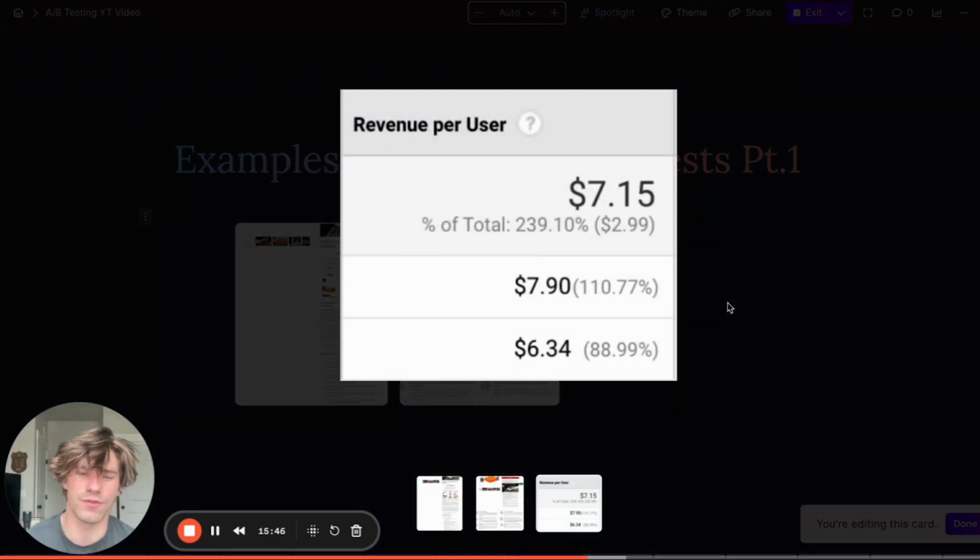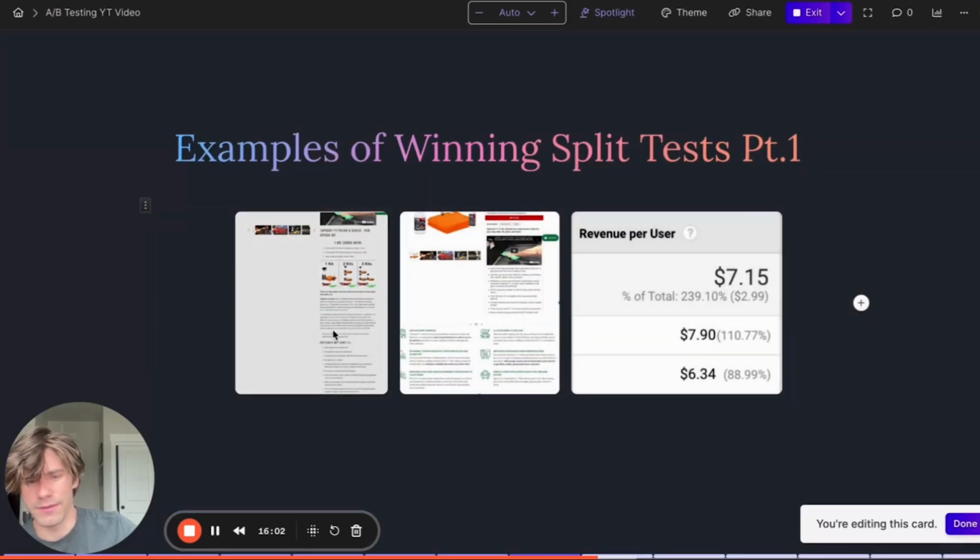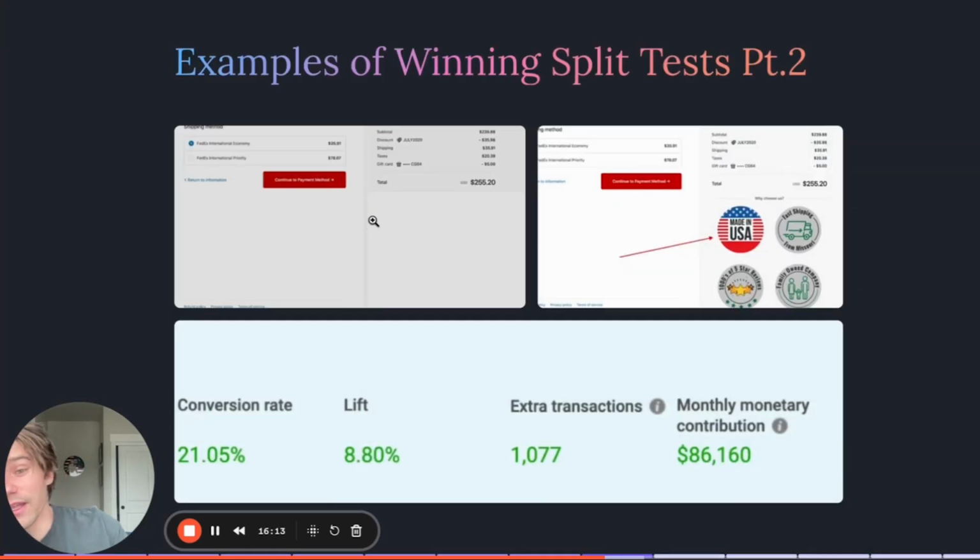Obviously, this is just massive. So this is revenue per user for people that land on the product page. The original was $6.34, and now the variation is almost $8, which is a massive, massive change. So that's one example. Here's another one. Here's one on checkout, right?